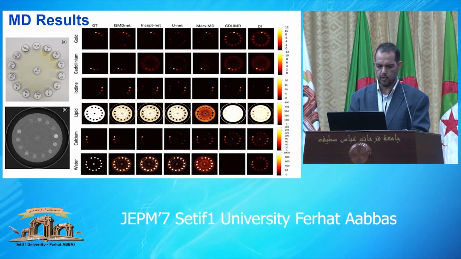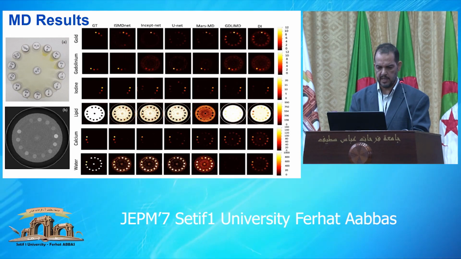The first row shows, for example, the gold. You can see the gold here. These are the gold tubes. You can see this is the ground truth. The first column is the ground truth. This is the ISMD net, and these are the other nets. And you can see that the ISMD net has better identification, for example, of gold than the others.